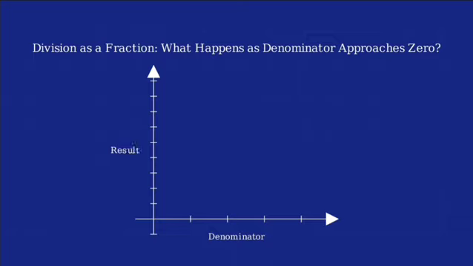Another way to understand division by zero is to look at it as a fraction. Let's see what happens as the denominator gets smaller and smaller. When we divide 10 by smaller and smaller numbers, the result gets larger and larger. As the denominator approaches zero, the result approaches infinity. But as the denominator actually equals zero, we encounter a problem. The result is not just very large, it's not defined at all.